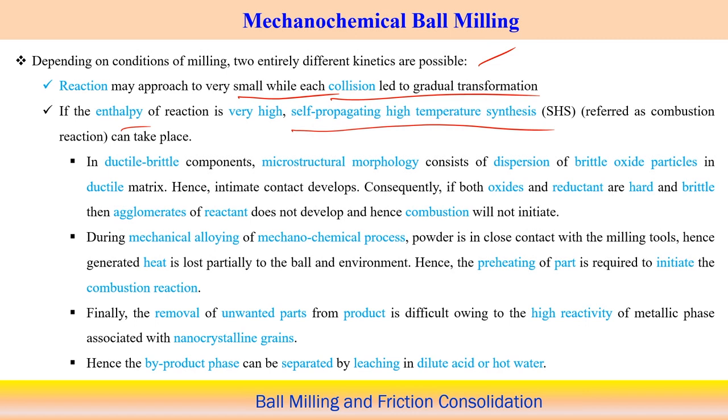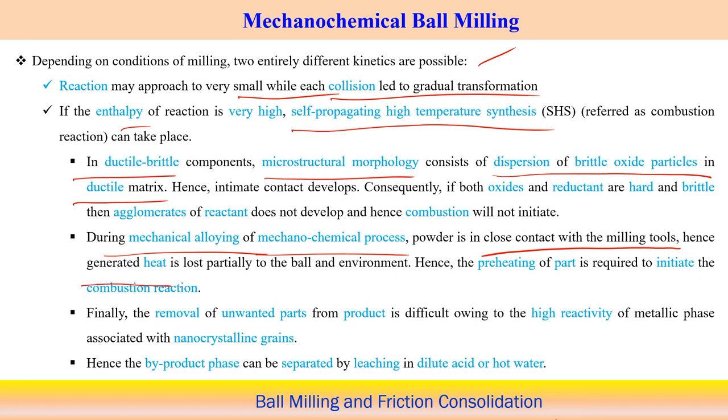So if the enthalpy of the reaction is very high, we see a ductile-brittle component combination. In this case, the microstructural morphology is basically a dispersion of brittle oxide particles in the ductile matrix. During mechanical alloying in the mechanochemical process, the powder is in close contact with the milling tools, which generates heat that is partially lost to the ball and the environment. So heat is generated, but at the same time it is lost to the ball and the environment. Therefore, preheating of the powder is sometimes required to initiate the combustion reaction.